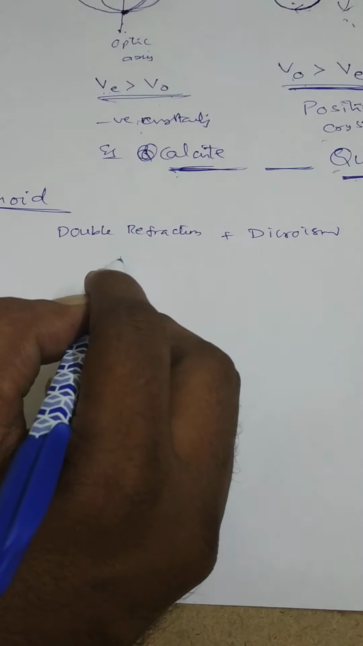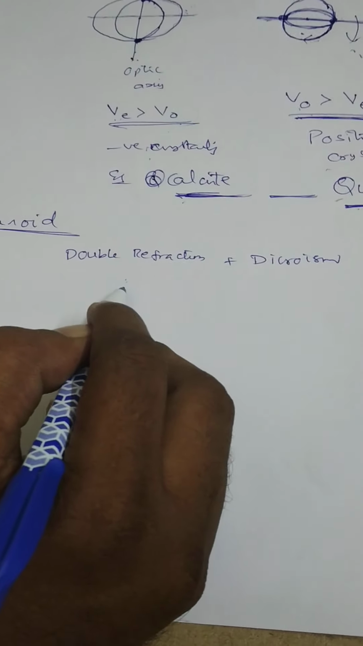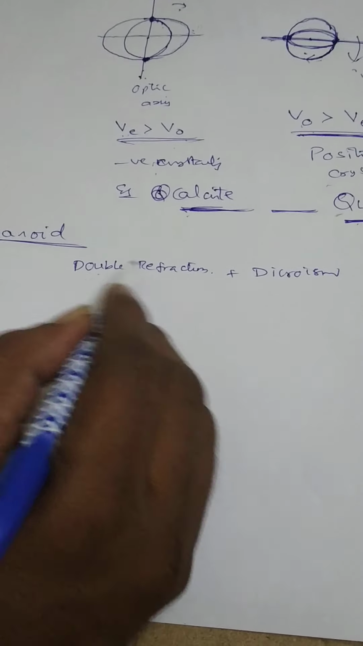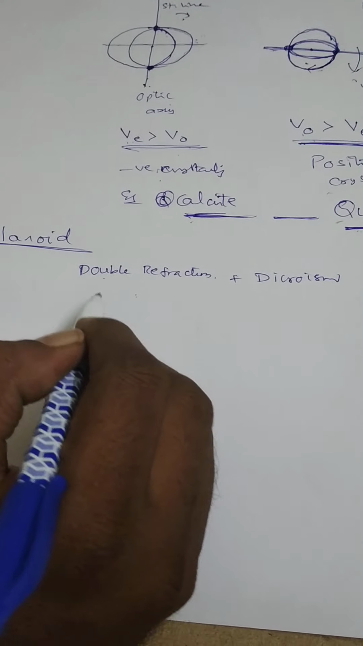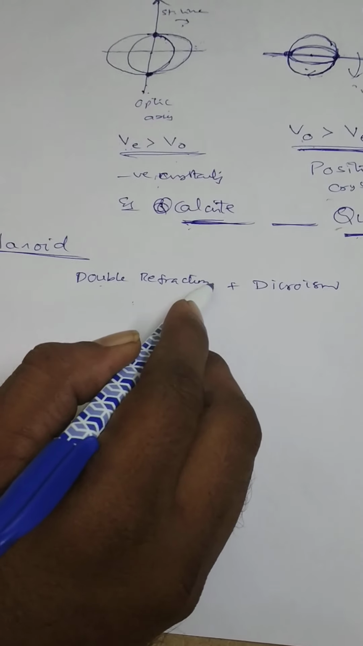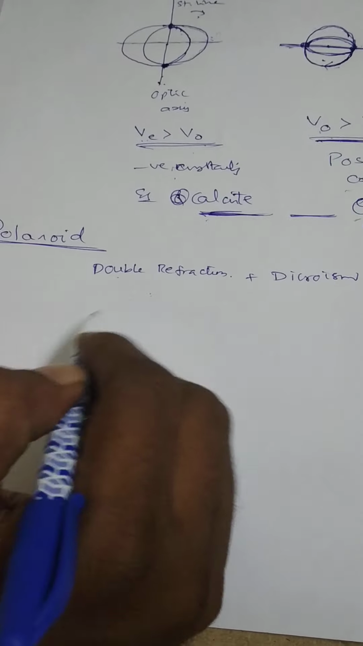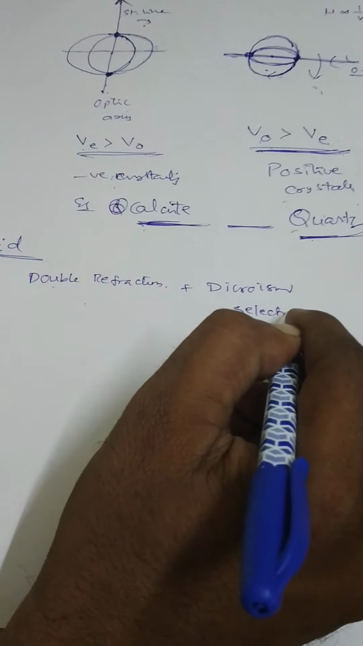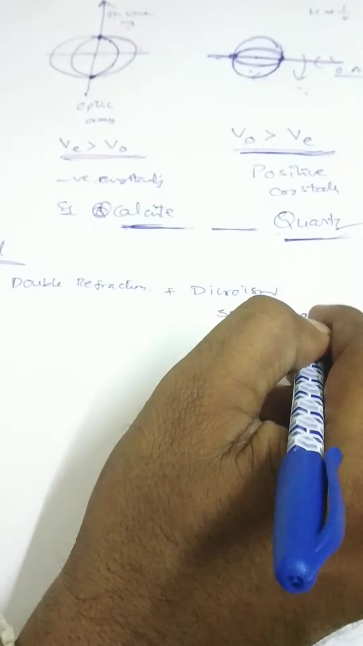Double refraction means when an unpolarized light is propagating through a crystal, instead of one refracted ray, there are two refracted light rays. The splitting of the refracted light ray into two is known as double refraction. Dichroism means selective absorption.